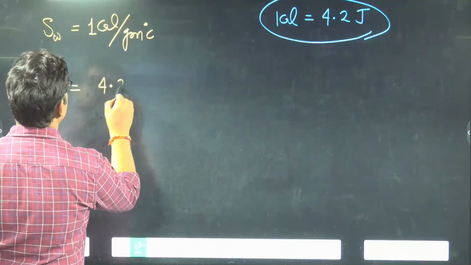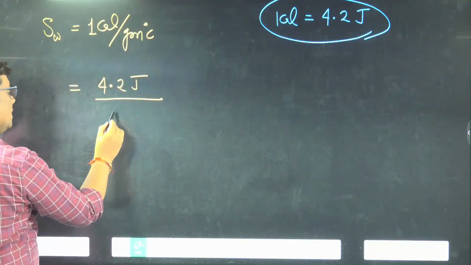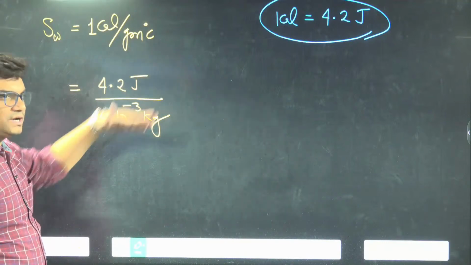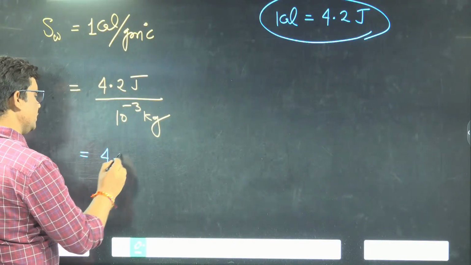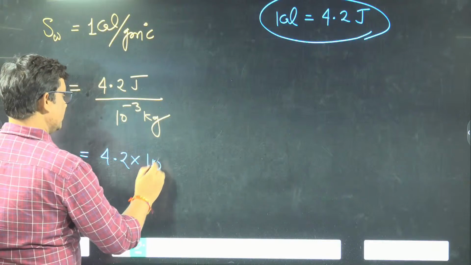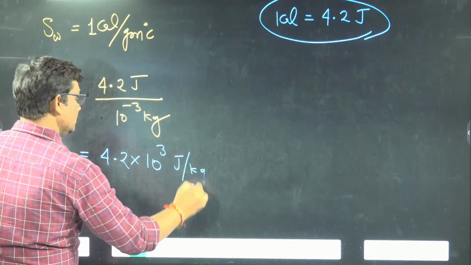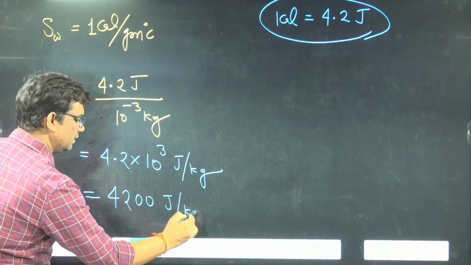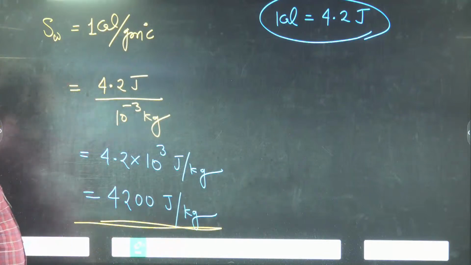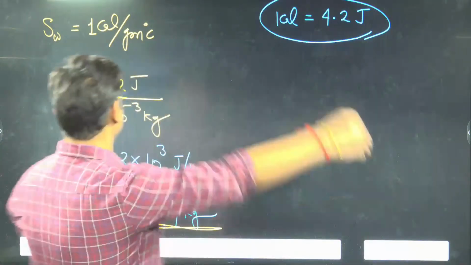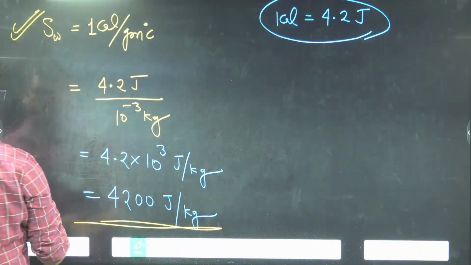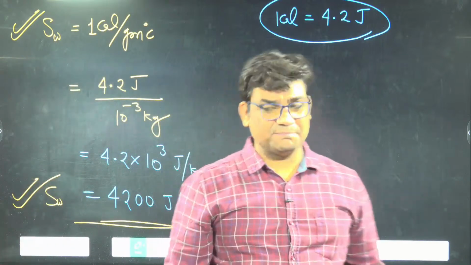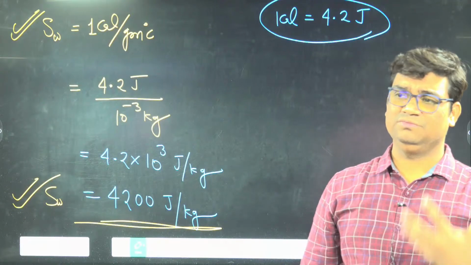So we can say 4.2 joule divided by gram. Basically, we know gram is 10 power minus 3 kg, and if this is 10 power minus 3 kg, you can take it upside. So the answer will be 4.2 into 10 power 3 joule per kg, which you can write as 4200 joule per kg. You have to remember that 1 calorie per gram degree Celsius is 4200 joule per kg. So can we do these simple conversions in which we don't need any formula?